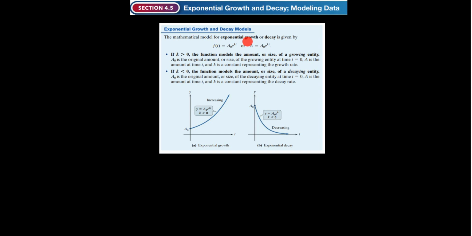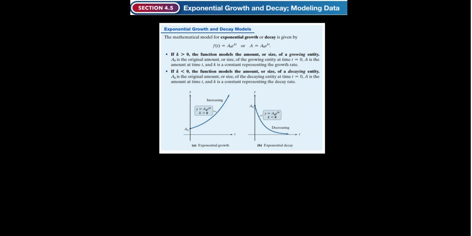So the only difference here is f of t and A. They're essentially the same thing. The function at t is the amount that you get, and that's what the A is. And A naught is the initial amount. Of course, we'll see problems with initial amounts in a moment. If k is greater than 0, the function models the amount or size as a growing entity. So if k is a positive number, we're increasing. If k is less than 0, a negative number, we're decreasing. If we're increasing, we call that exponential growth. If we're decreasing, we call that exponential decay.